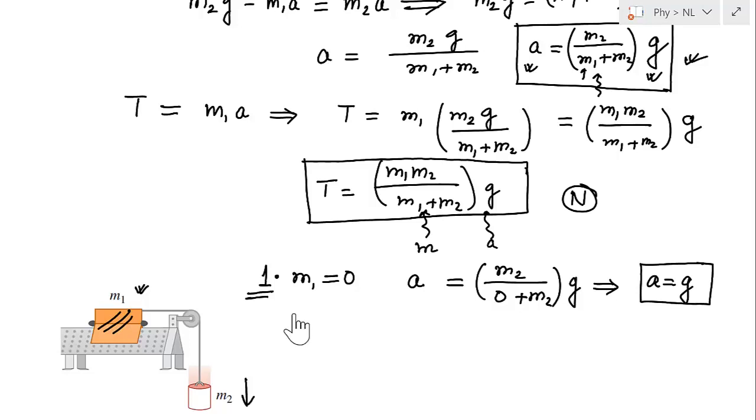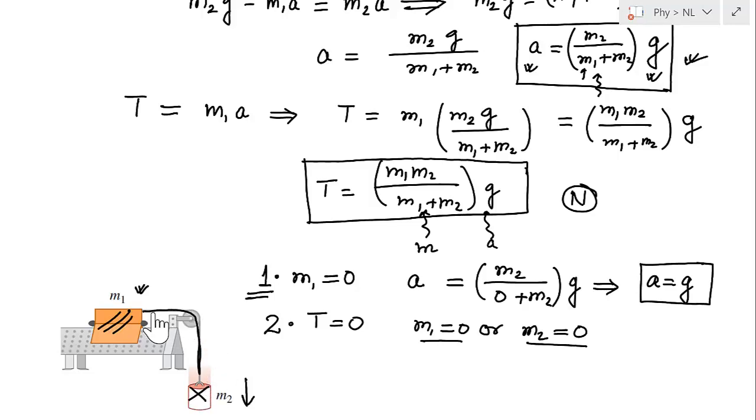Now the second special case, that is about tension. When tension equals 0, either mass m1 can be 0 or mass m2 can be 0. In that case tension will be 0. So either mass m1 is 0 or mass m2 equals 0. In both cases you will have 0 tension, and that makes sense. This means if there is no object here, you will have no tension in this string, because this string is simply hanging from the pulley.